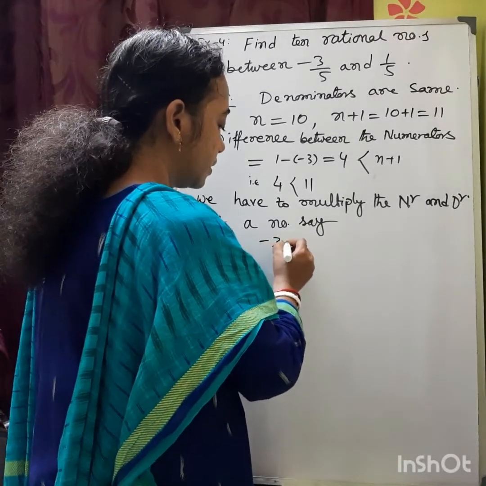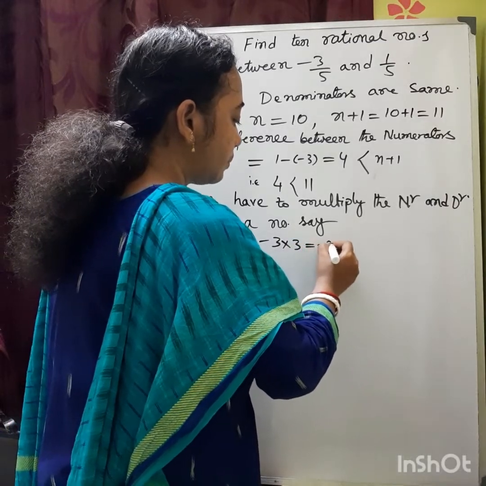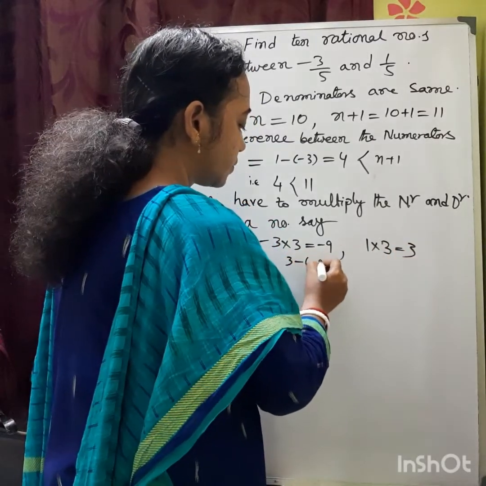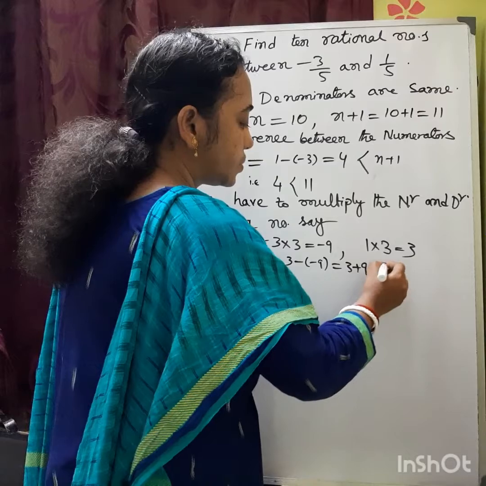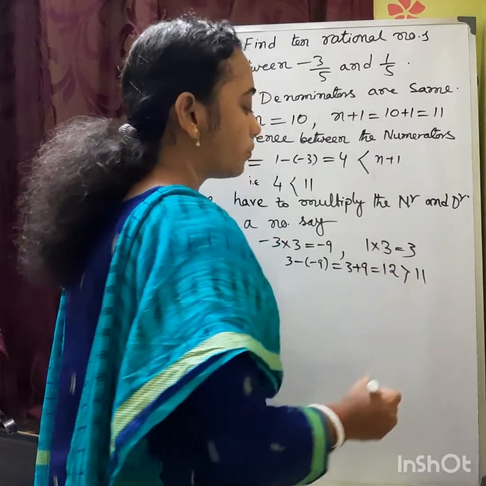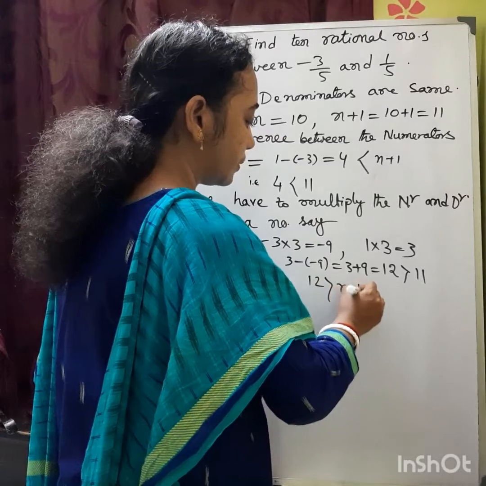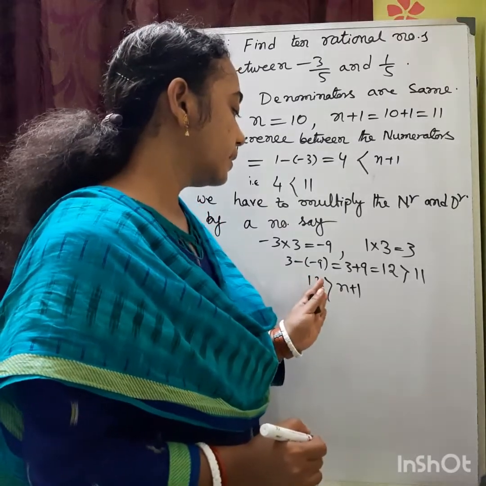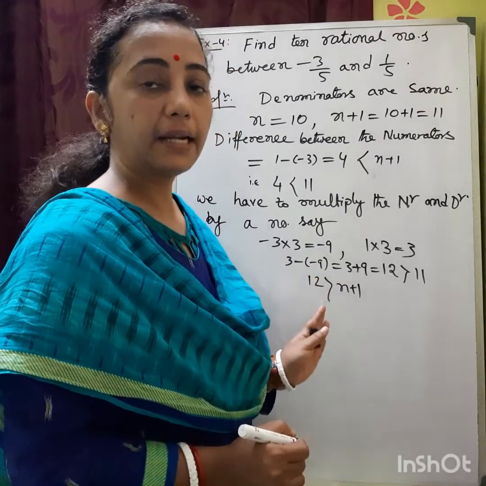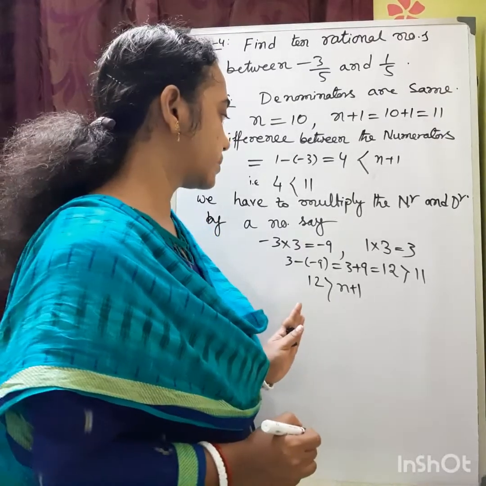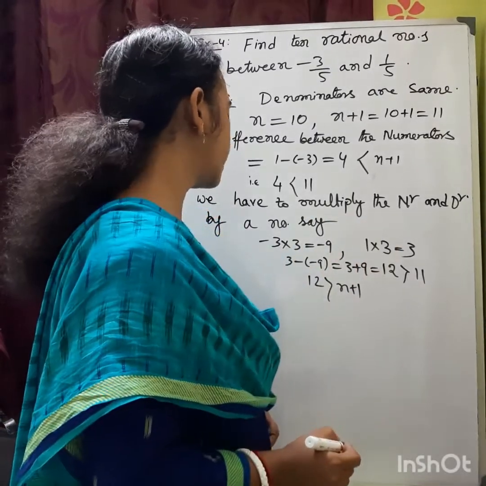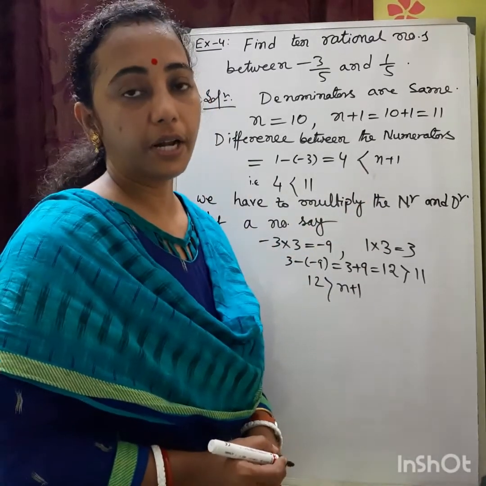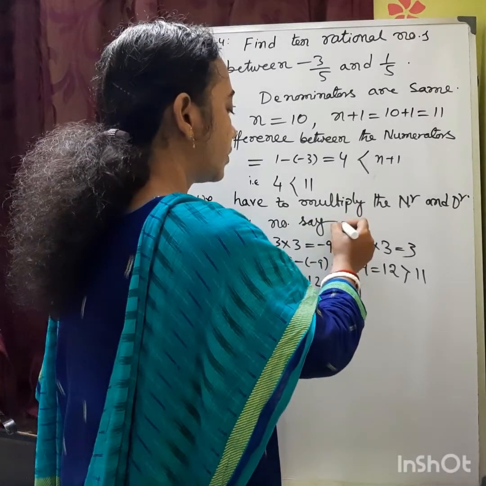First check with the numerator. So if we multiply with 3, then it is coming minus 9 and another one is coming 3. So 3 minus minus of 9, it is coming 3 plus 9, that is 12, which is greater than 11, or we can say 12 is greater than n plus 1. So if the difference between the new numerator is coming greater than n plus 1, so in that case we can easily get the required n rational numbers. So here we are multiplying the numerator and denominator of the given rational numbers by a number, say 3.